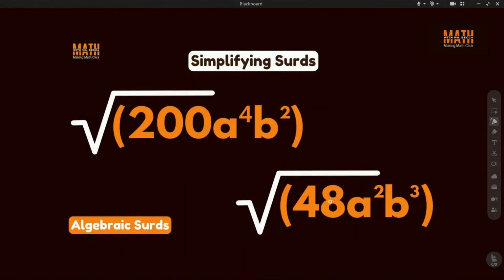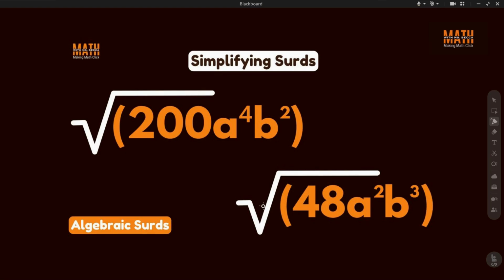In this video, I will be explaining how to simplify algebraic surds. In the previous videos, I've explained how to simplify surds. I also explained how to use prime factorization to simplify surds. And in the last video, we solved some practice problems. If you missed any of those, check the description section and click on the link to the playlist where you will find all those videos. So now, how do we simplify algebraic surds?